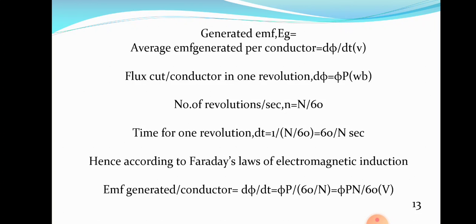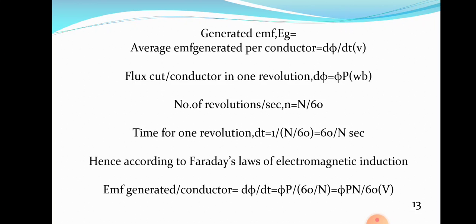You studied Faraday's first law and second law of electromagnetic induction in your first year class. Faraday's first law is very clear: whenever a conductor cuts the magnetic flux, an EMF is induced in that conductor. What about the second law? The magnitude of induced EMF is equal to the rate of change of flux linkage. So change in flux with respect to time, that means d phi by dt. So the average EMF generated per conductor is equal to d phi by dt. Its unit is volt.